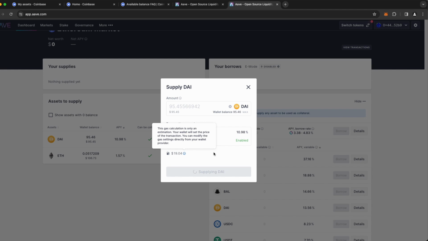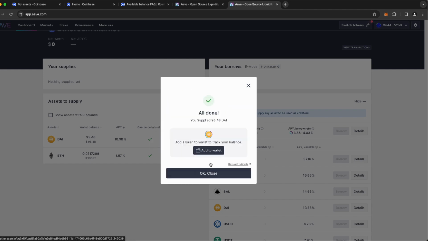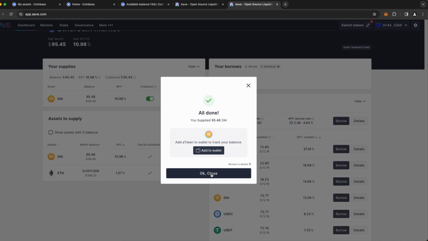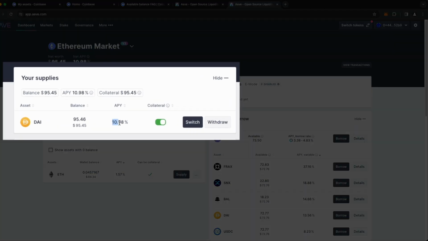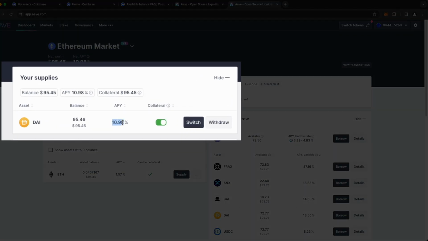So everything takes a little bit of time with blockchain because you're just waiting for the transactions to go through. Look at this. Now we have supplied it. And now the APY has changed a little bit, but we're earning almost 11%, 10.98. Let's just call it 11. We're earning 11% here on DAI. We have just supplied a stable coin and we're earning 11% on it.